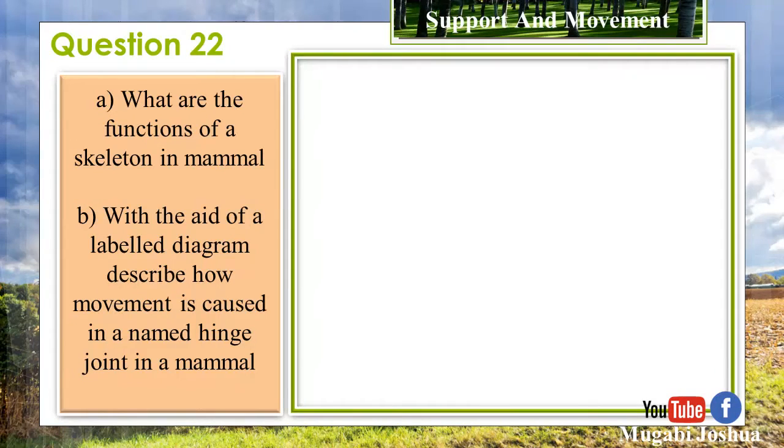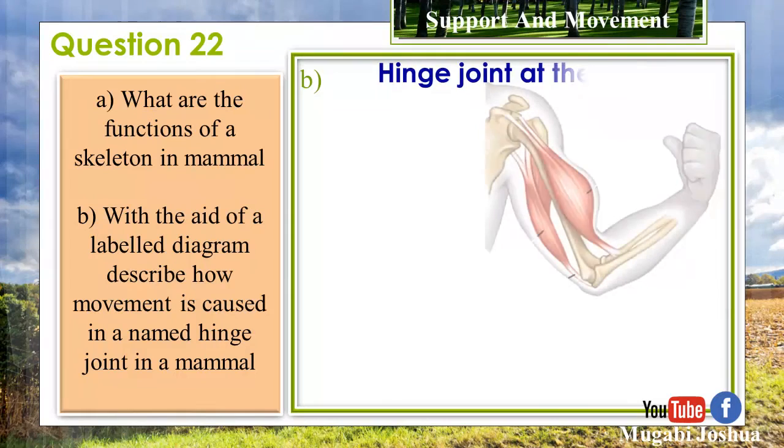Now let's go to part B, which says, with the aid of a labeled diagram, describe how movement is caused in a named hinge joint in a mammal. That is question 22, part B. It requires us, with the aid of a labeled diagram, to describe how movement is caused in a named hinge joint in a mammal.